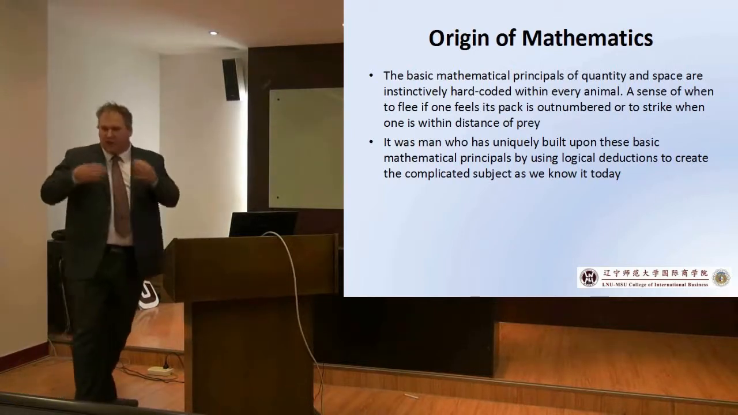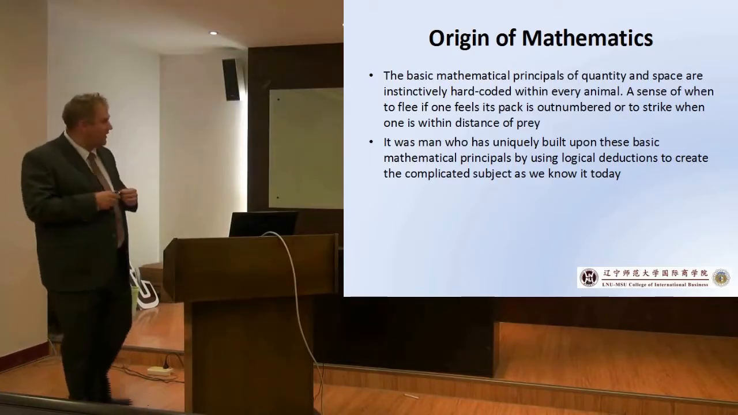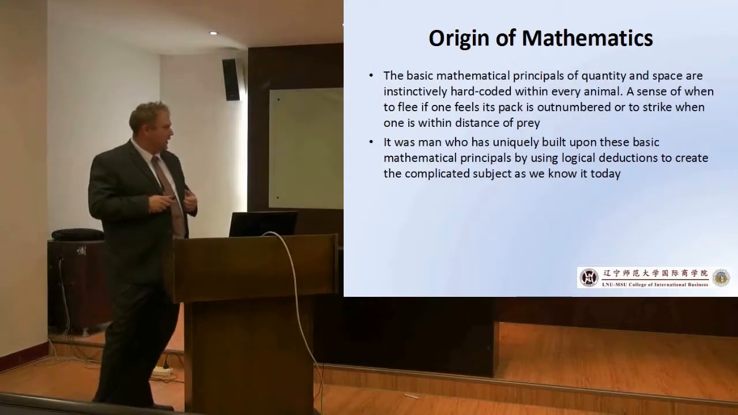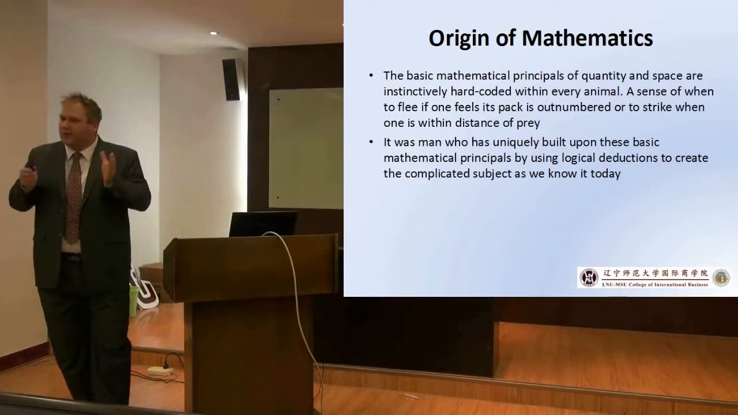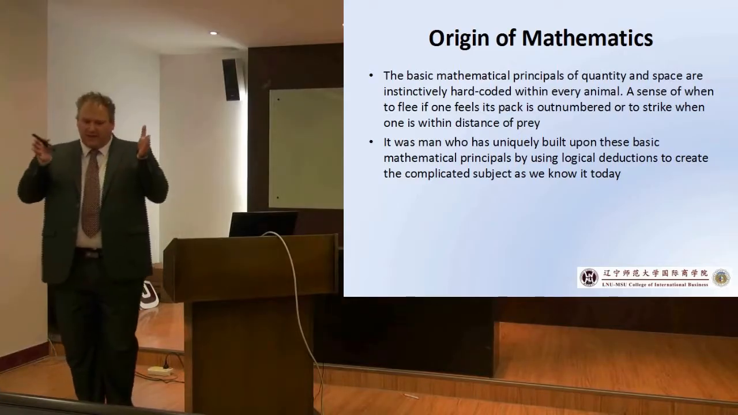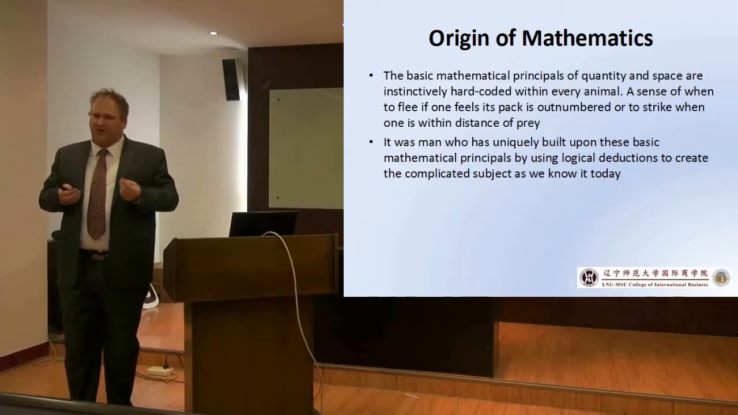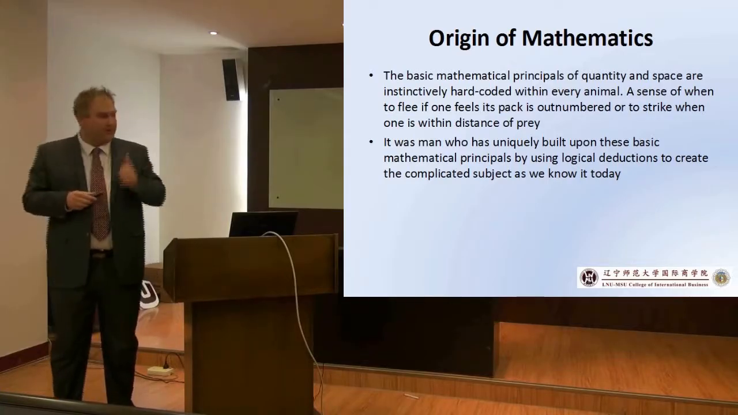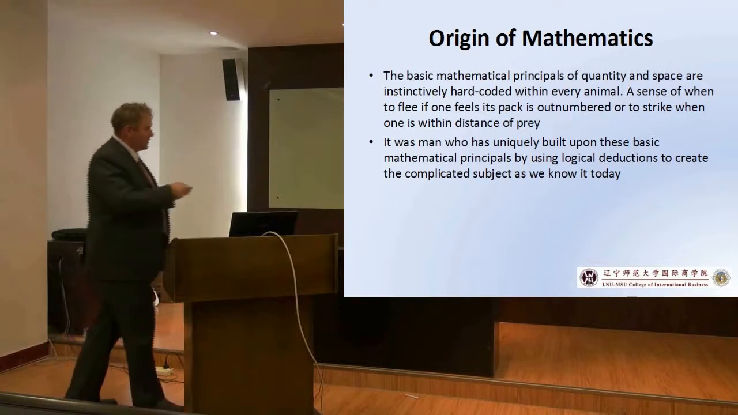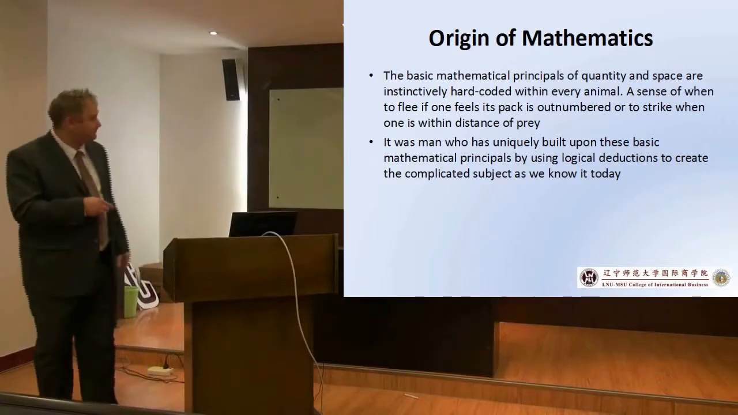But it was human beings that uniquely built upon these basic mathematical principles by using logical deductions, and it creates the complex subject we have today. So it's really fascinating that we could take simple ideas that every animal, every creature understands viscerally, create abstractions, and create the subject we have today. It really comes down to quantity and space. Pretty basic, but very important.